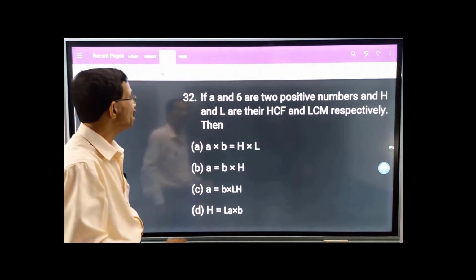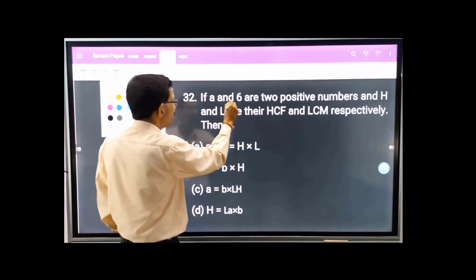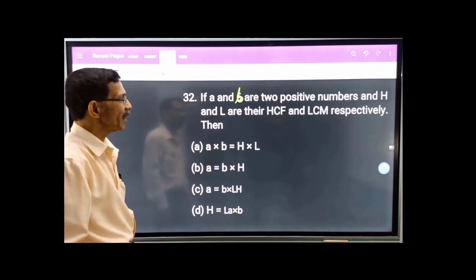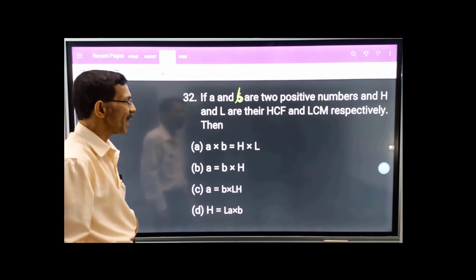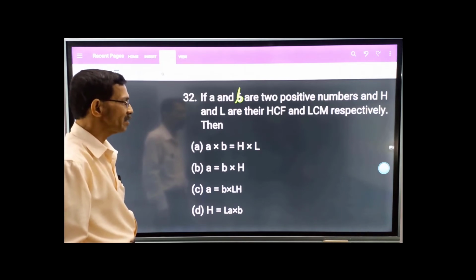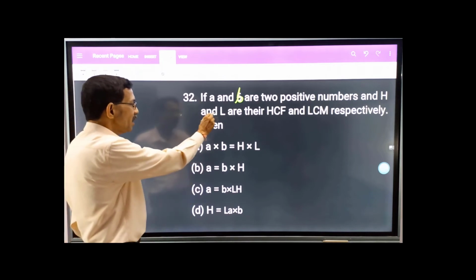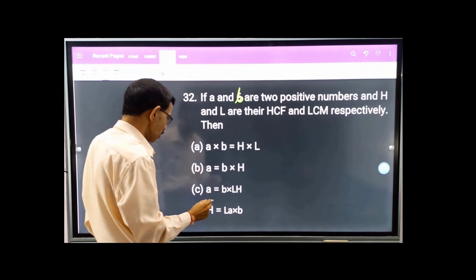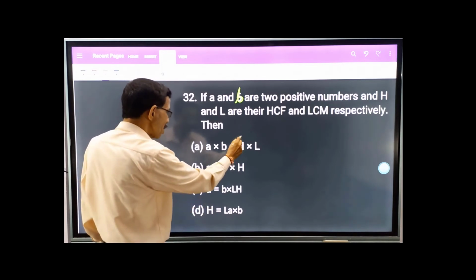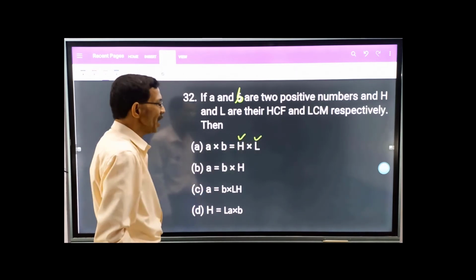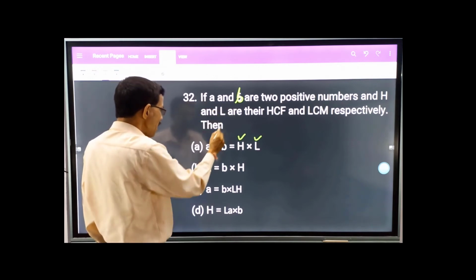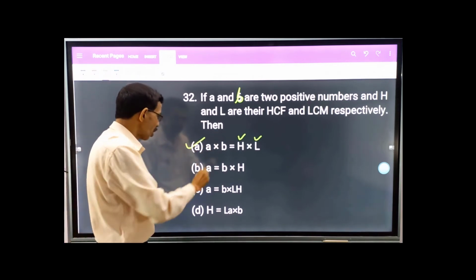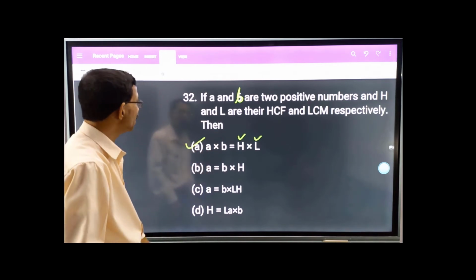Here, if A and B are two positive numbers and H and L are their HCF and LCM respectively, then L multiplied by H, these are the two, LCM and HCF, and the two numbers are A and B, A multiplied by B, and these two are equal. So this is our formula. So option A is the correct option.